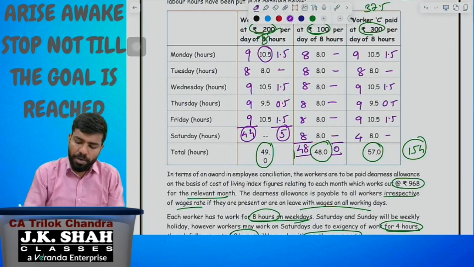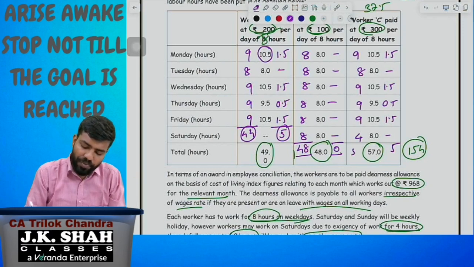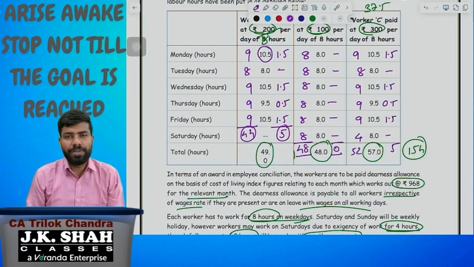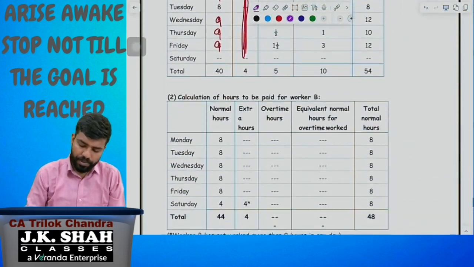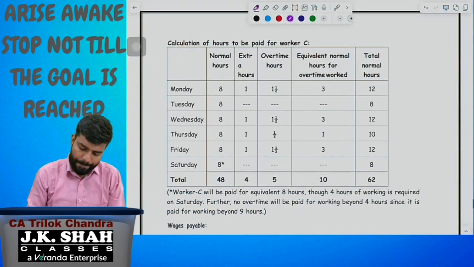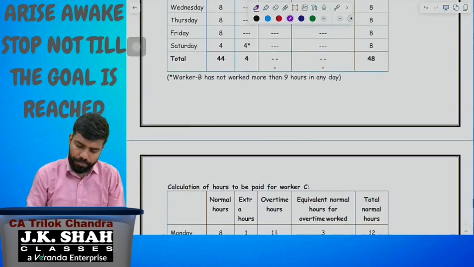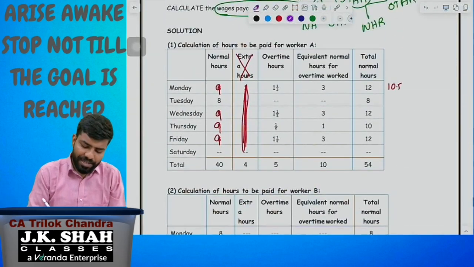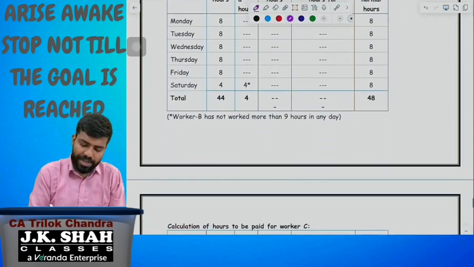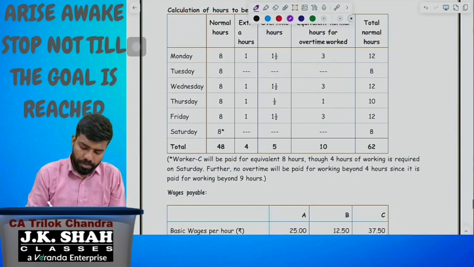Okay, now look at here. Overtime here is 5 hours. Normal hours 48 plus 4, 52. Totally comes to 57. Okay, now look at here. Here what they did, they did the same thing. As I told you, 40 plus 4, totally 44 plus 5, 49 hours. Here it is 48. Here it is 57.